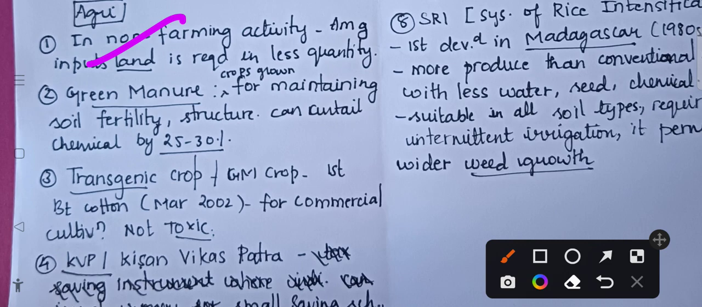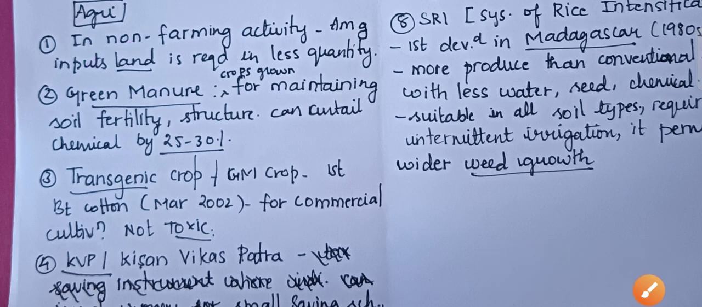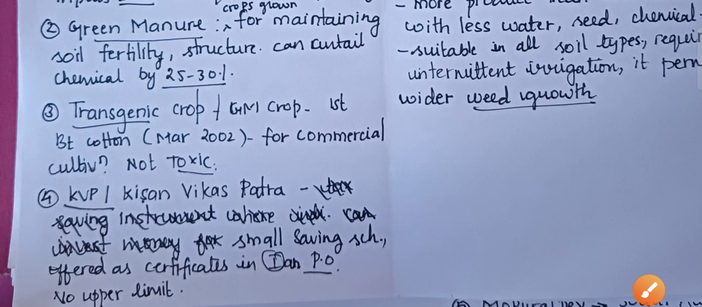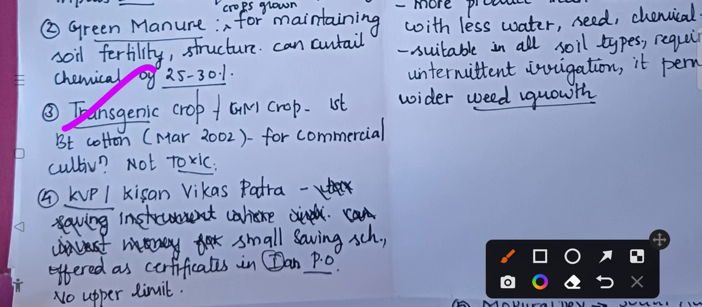Then what about green manure? These are crops grown for maintaining soil fertility and structure, and it can curtail chemicals by 20 to 30%. Next fact is about the transgenic crop or GM crop.